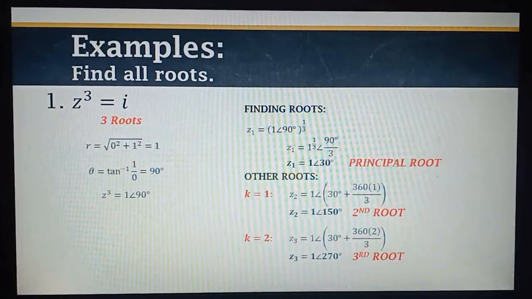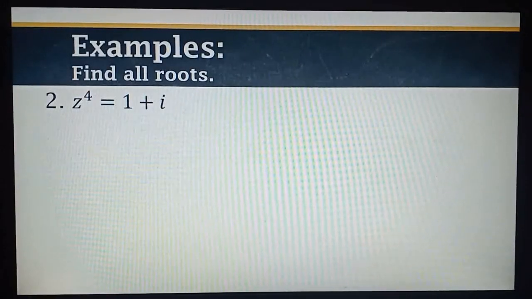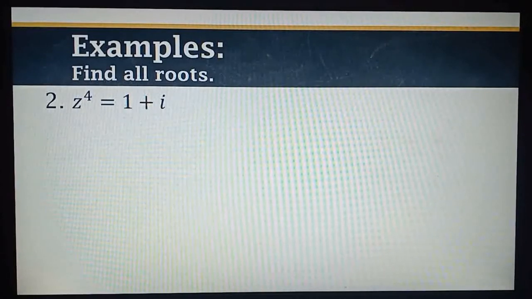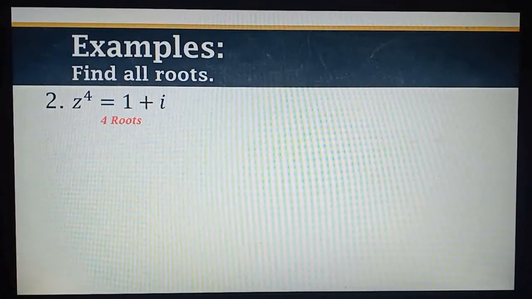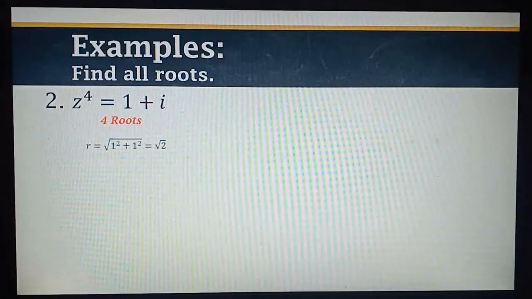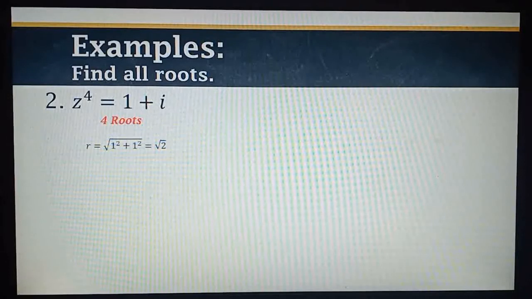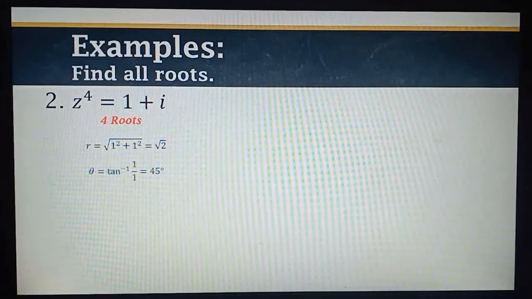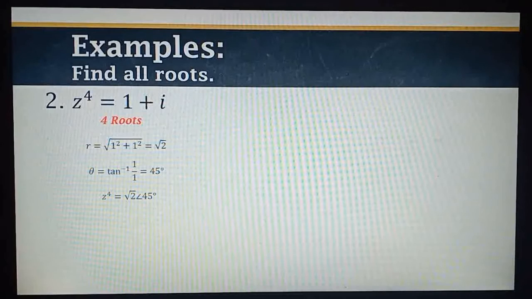Next example, example number 2. Let's say you have z raised to 4 equals 1 plus i. So all we need to do is find 4 roots of the equation. So first, convert 1 plus i into polar. You will have r equals the square root of 1 squared plus 1 squared, which is equivalent to the square root of 2. Then the theta will be equivalent to arctan of 1 over 1, which is 45 degrees. So z raised to 4 equals the square root of 2 at angle 45 degrees.